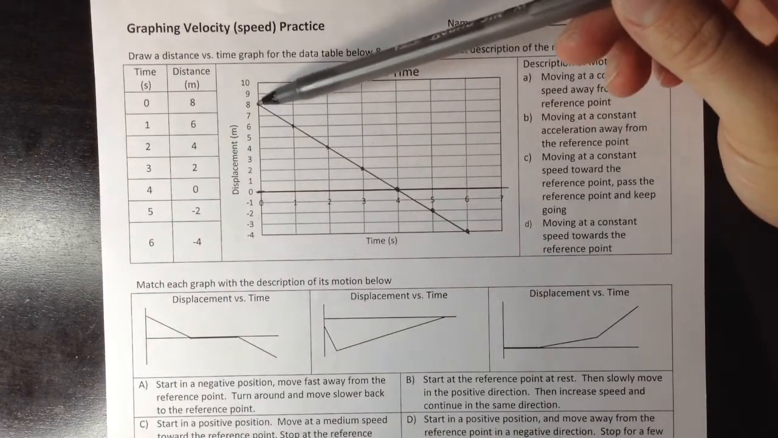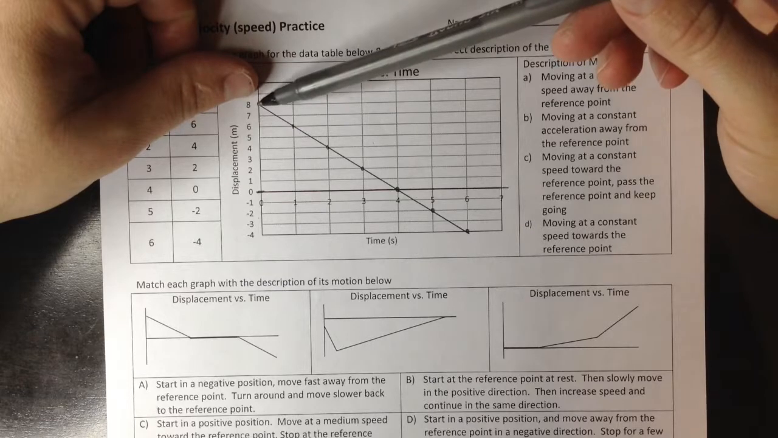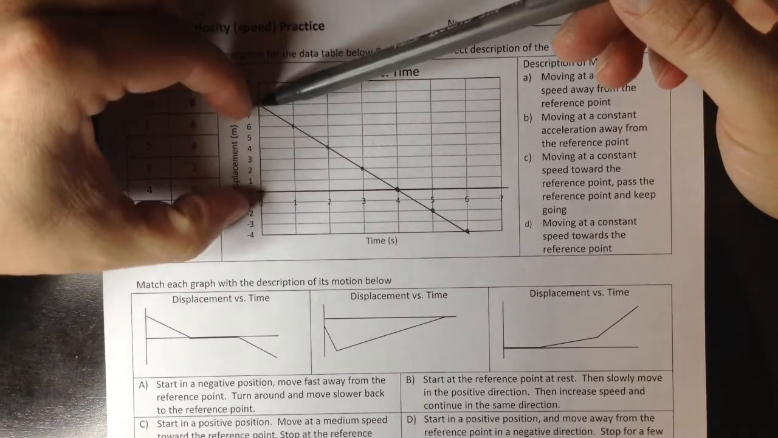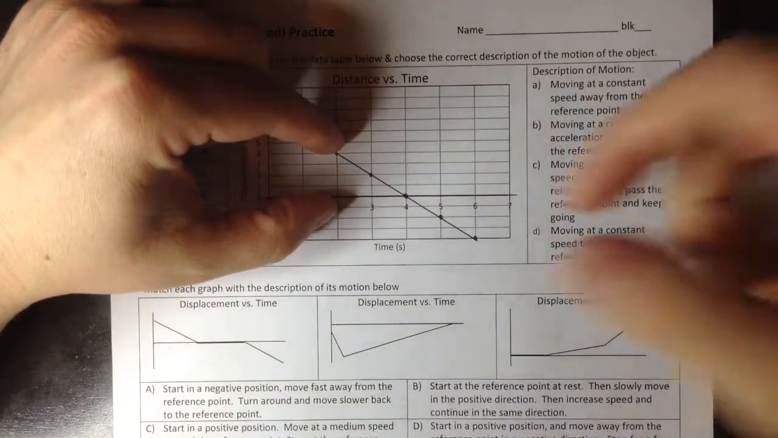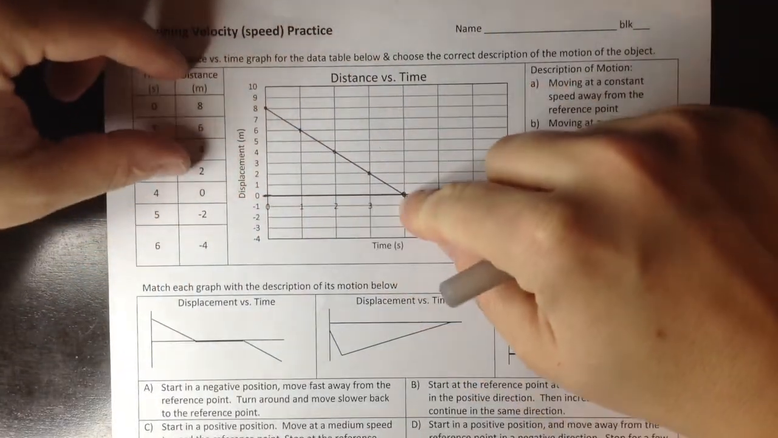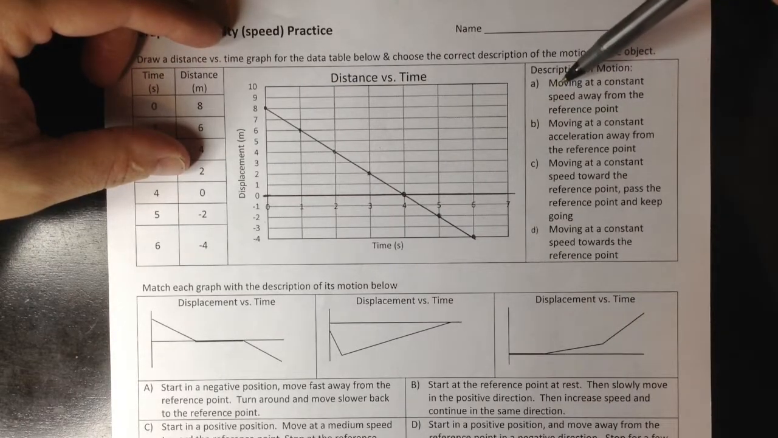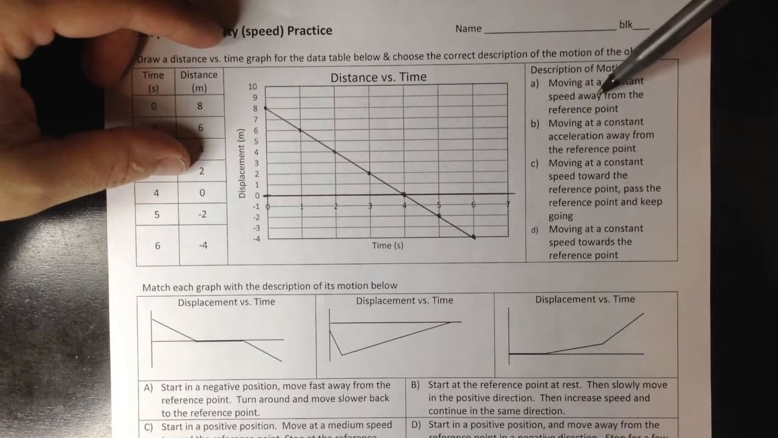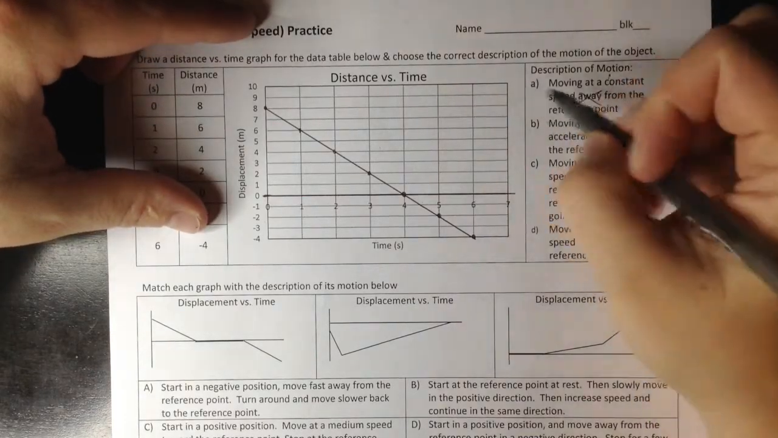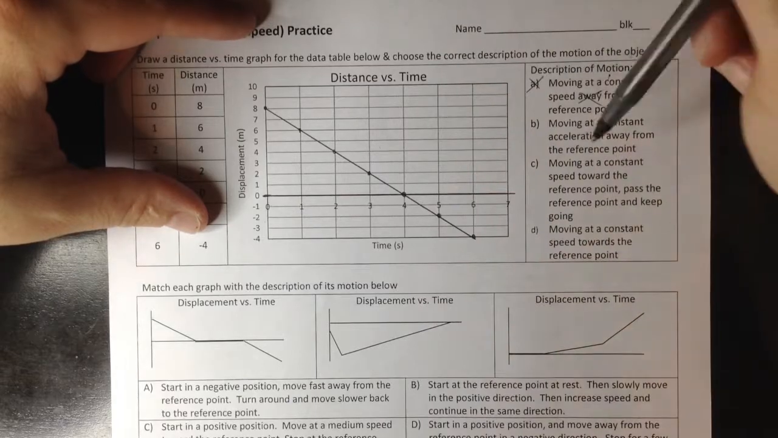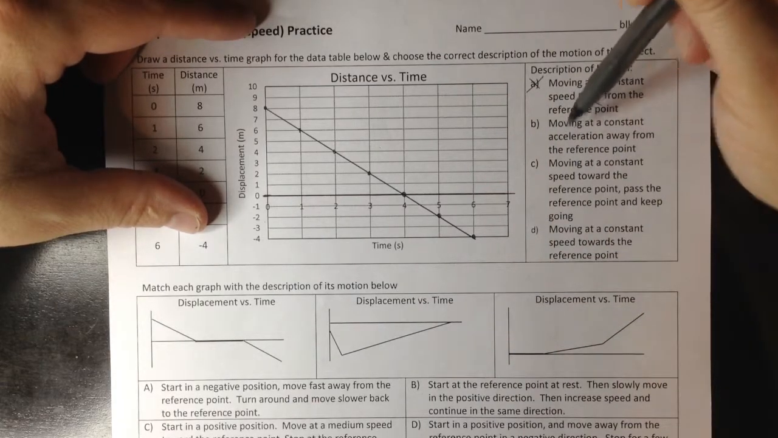Alright, so which of these, A, B, C, or D, describes the movement of this object? Well, at 0 seconds to 1 second, the object goes from 8 meters away to 6 meters away. And then it's only 4 meters away, and then it's only 2 meters away, and then it's at the reference point. Okay? So, is it moving at a constant speed away from the reference point? Well, it's not moving away from the reference point, so it can't be A.